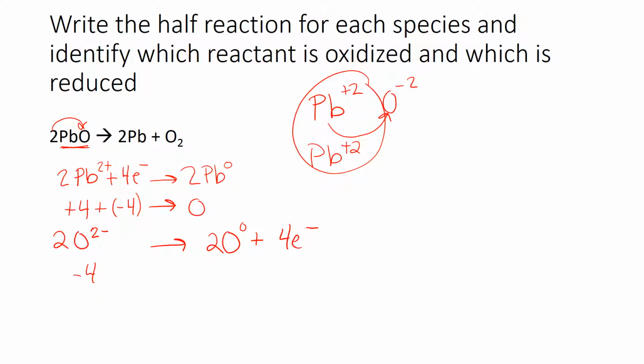Okay, so looking back, we can see that our lead has gained electrons. It is reduced. And our oxygen has lost electrons. They've split apart as a result of the reaction. We had the electrons here. We do not have them afterwards. They're separate. So this has been oxidized.